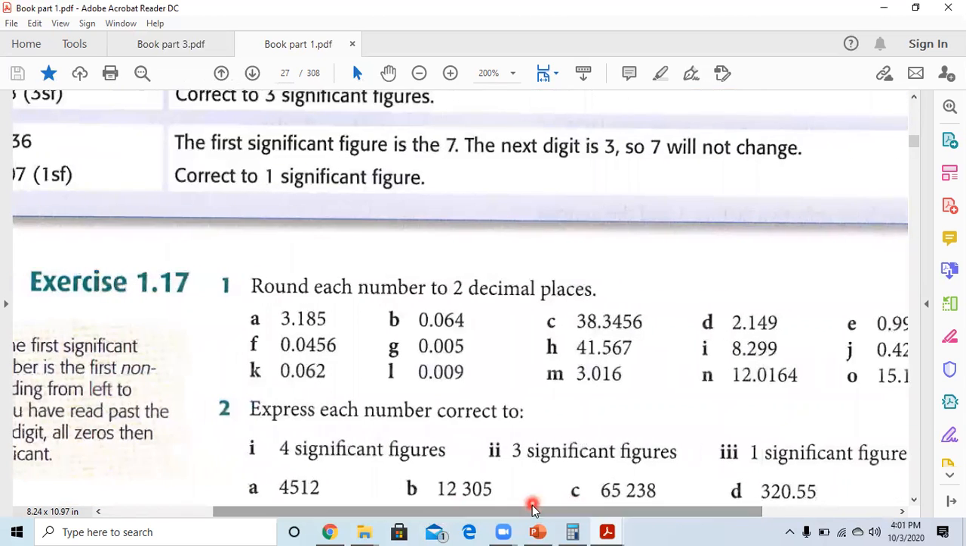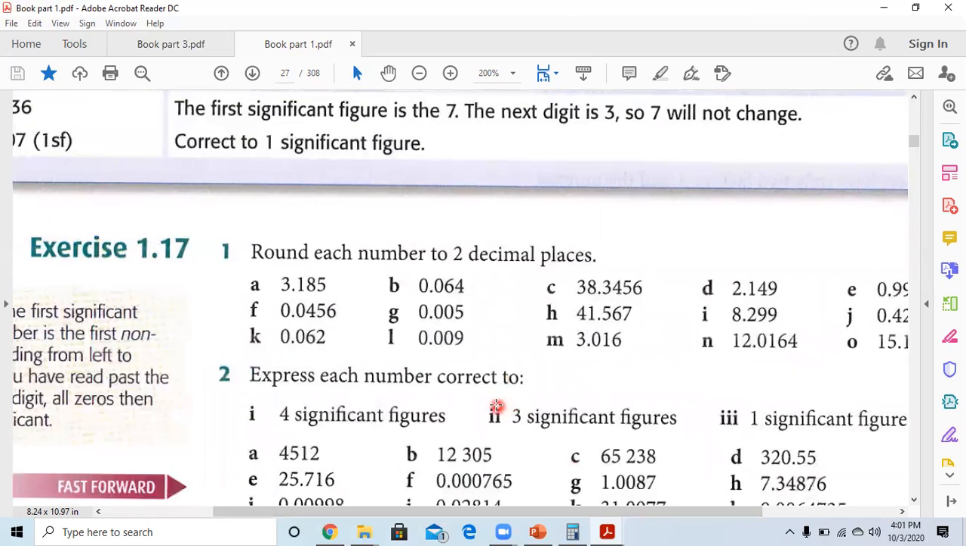Now here, 1.7. This exercise is so easy. Round each number to two decimal places, which means after the point you must have two numbers. So here, let me take two numbers after the point.